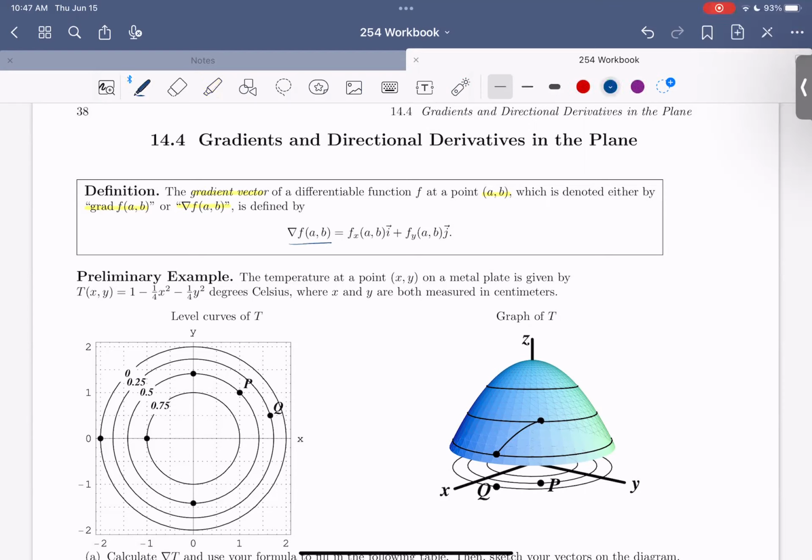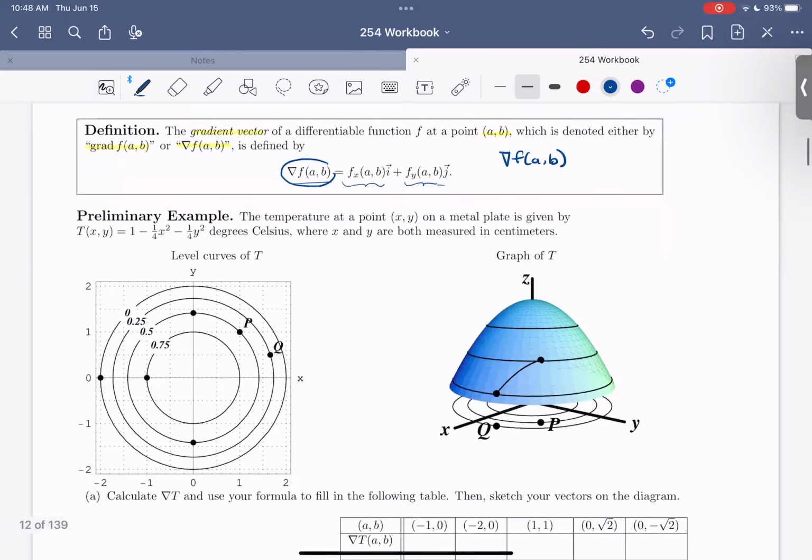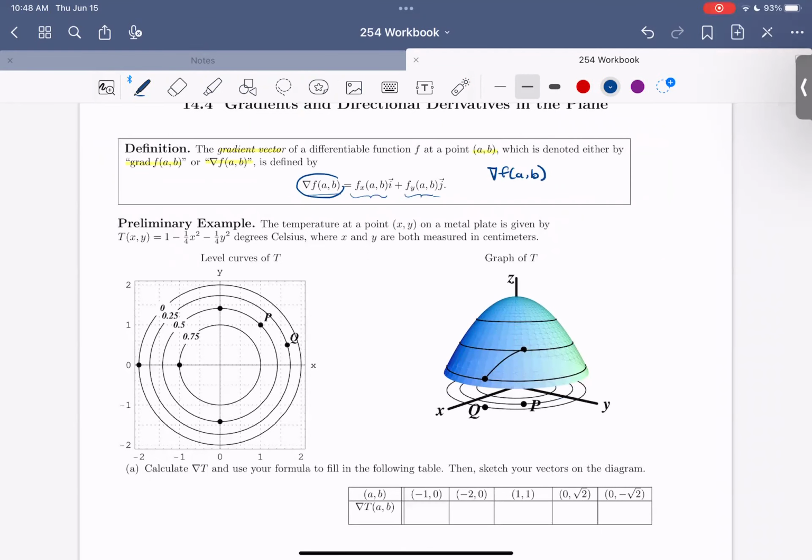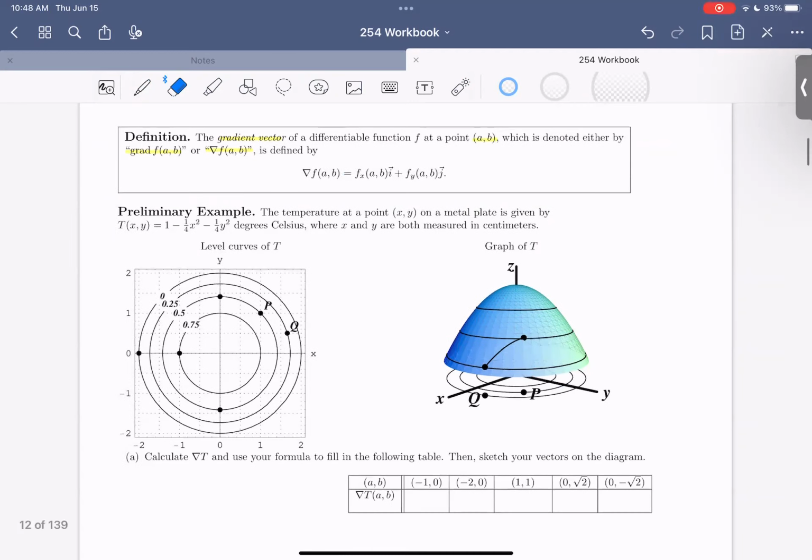The gradient of f at (a, b) is equal to the partial derivative in the direction of x at (a, b) in the i direction plus the partial with respect to y at (a, b) in the j direction. Typically in our class, the notation that we'll use is this upside down triangle because it's a little bit more concise. Let's look at this preliminary example where we're actually going to be computing gradients of a function. Then we'll look at some geometric pictures of how these gradient vectors look on a set of level curves to get a sense of what they are and a deeper meaning.